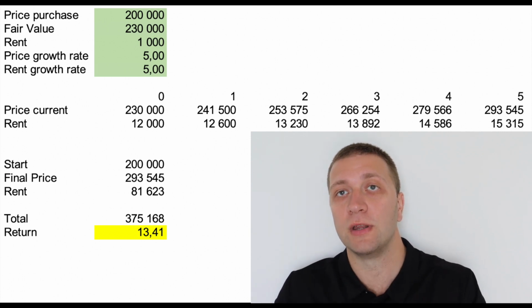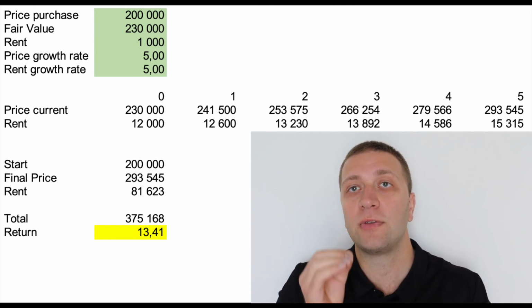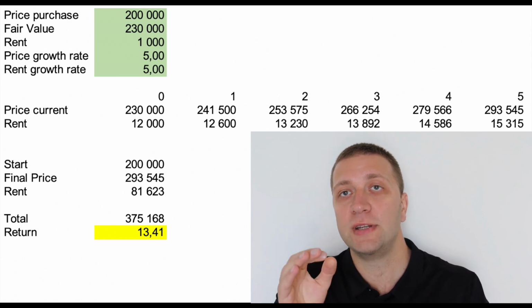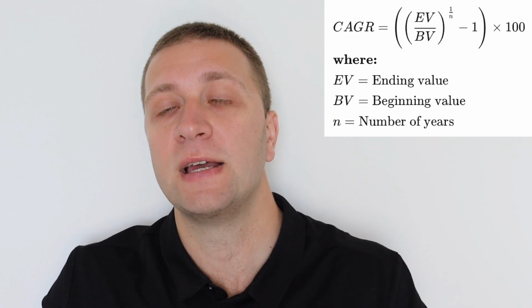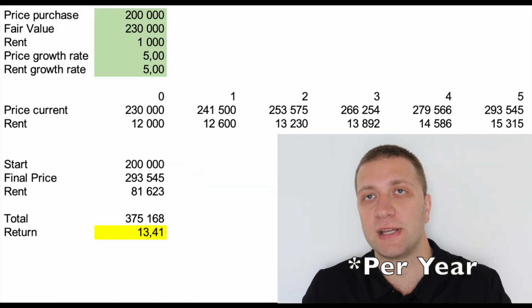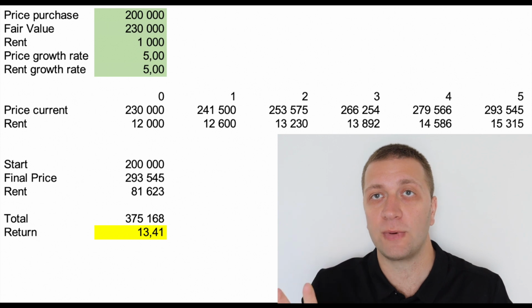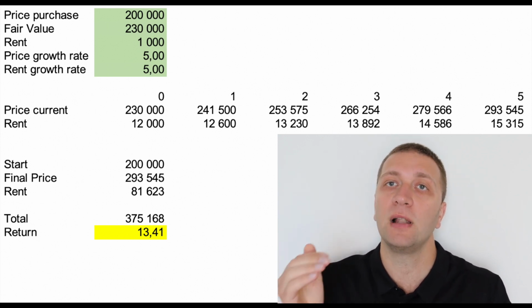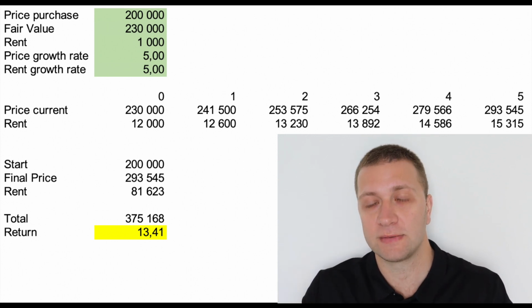If we get the total return from $200,000, so this was the price that we paid initially for the apartments, to $375,000, we get the average yearly return of close to 13.4%. So here is the formula how to get the total return. Basically, you need the initial price, the final price, the number of periods. So 13.5% is the average return that you get from these apartments if you use 5% growth rate, if you buy them below their fair value, and you get $1,000 per month for rent after all the expenses. So 13.5%.